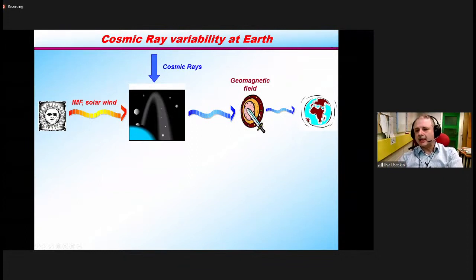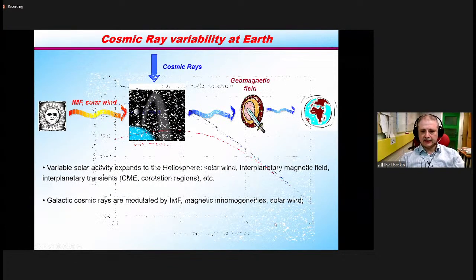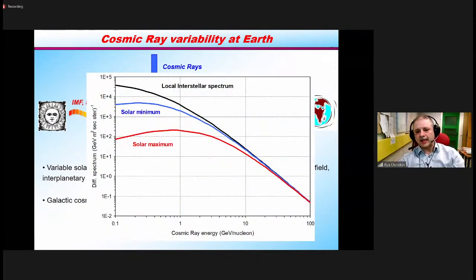And then near Earth, we have an additional shielding related to the geomagnetic field. So altogether, at any specific location on Earth, the flux of cosmic rays is doubly modulated by the solar magnetic activity and the geomagnetic field. And this is just to show the variability of cosmic ray flux near Earth during solar minimum conditions, solar maximum conditions, and the local interstellar spectrum, which means there is no solar modulation at all.